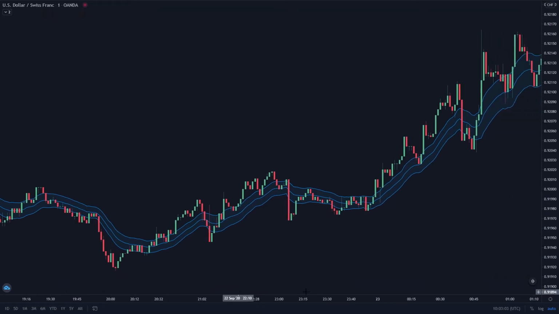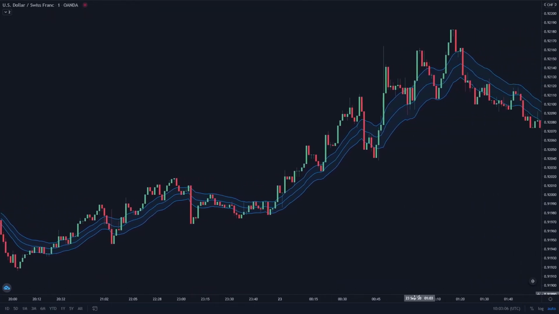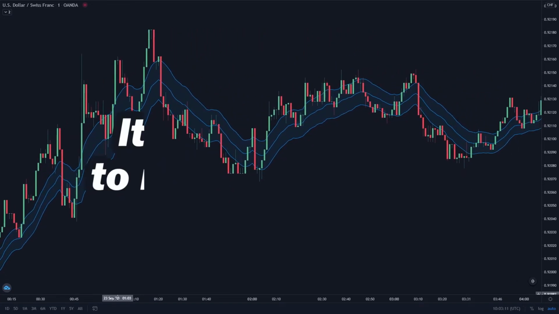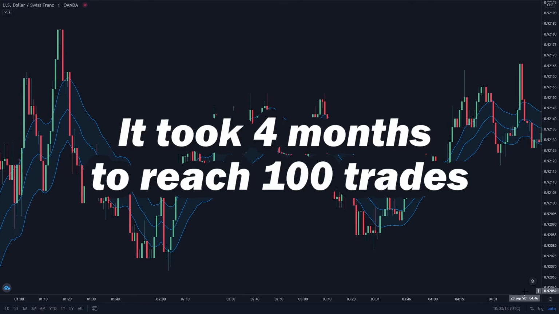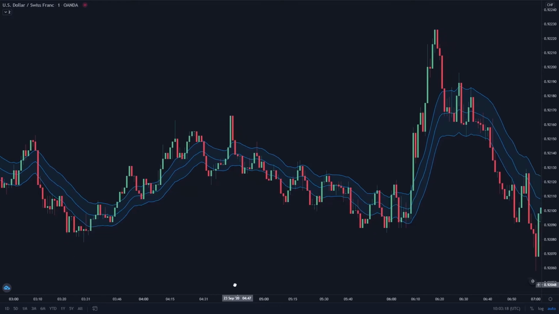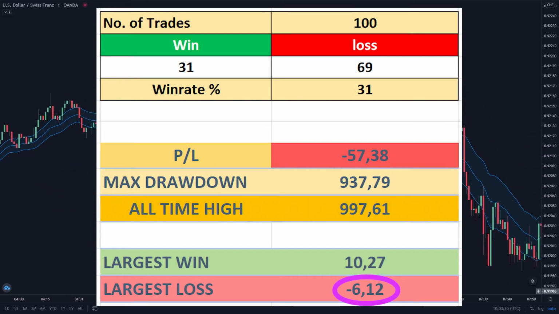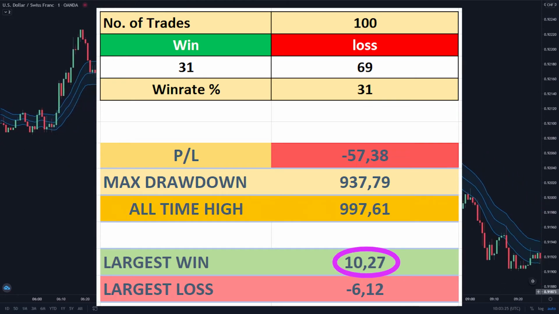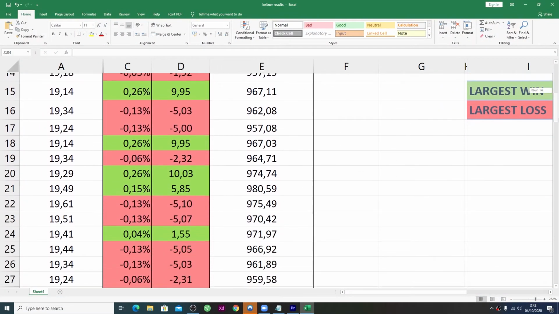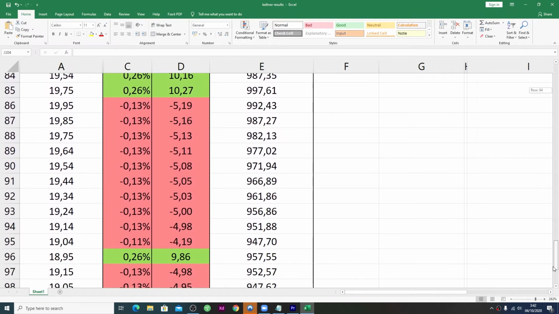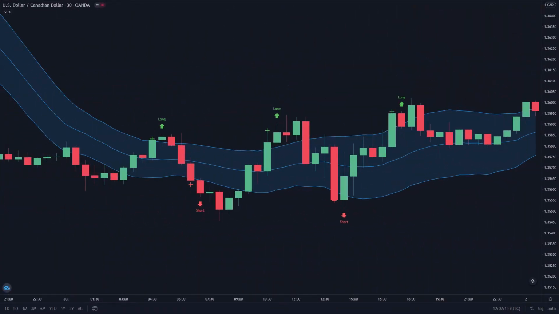After backtesting the Keltner channel 100 times, we received a win rate of only 31%. And even though it took only 4 months to reach 100 trades, we still managed to lose $57 from this strategy. Even with a very small largest loss of only $6 and a largest win of $10, we still lost money because the losses, even though they're just small losses, accumulate and become a much bigger loss.